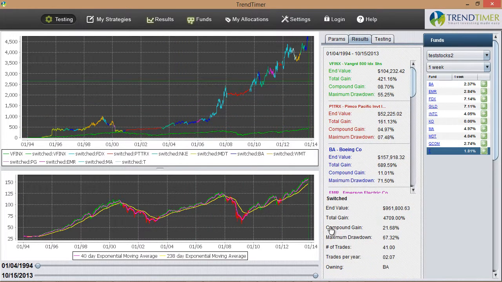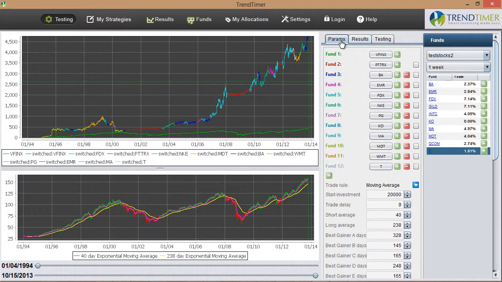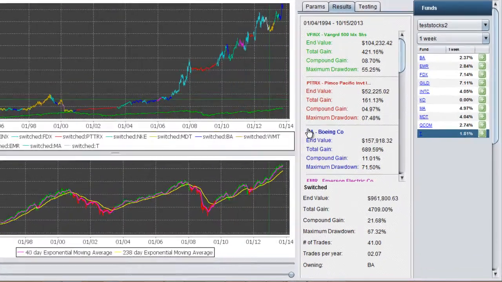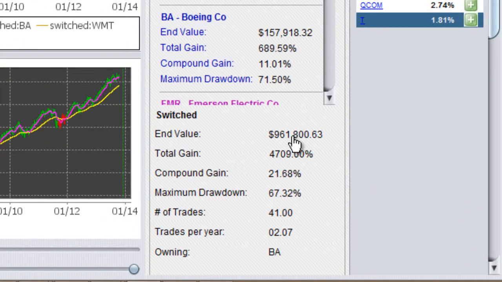It looks like the compound gain has dropped to 21.68%, which isn't as good as before, but it's still very good. Our initial investment, which we can see here of $20,000, has still grown over 20 years to $961,000.